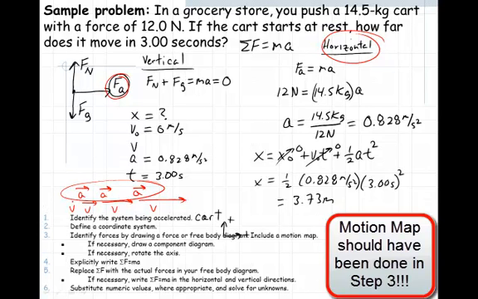In the vertical, if we were to draw the motion map, we would just have a dot for velocity and a dot for acceleration. Because as we notice, the normal force and the force due to gravity cancel each other out.